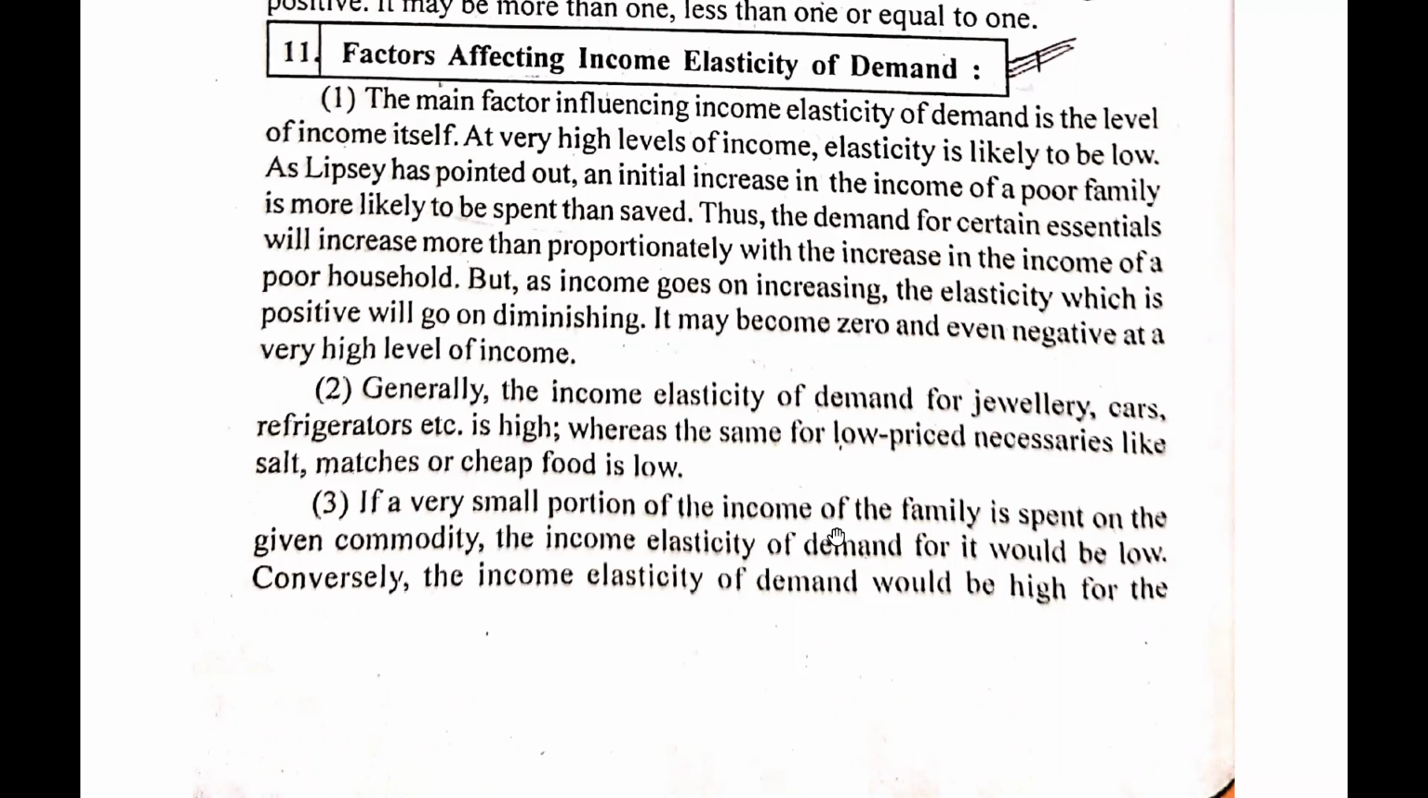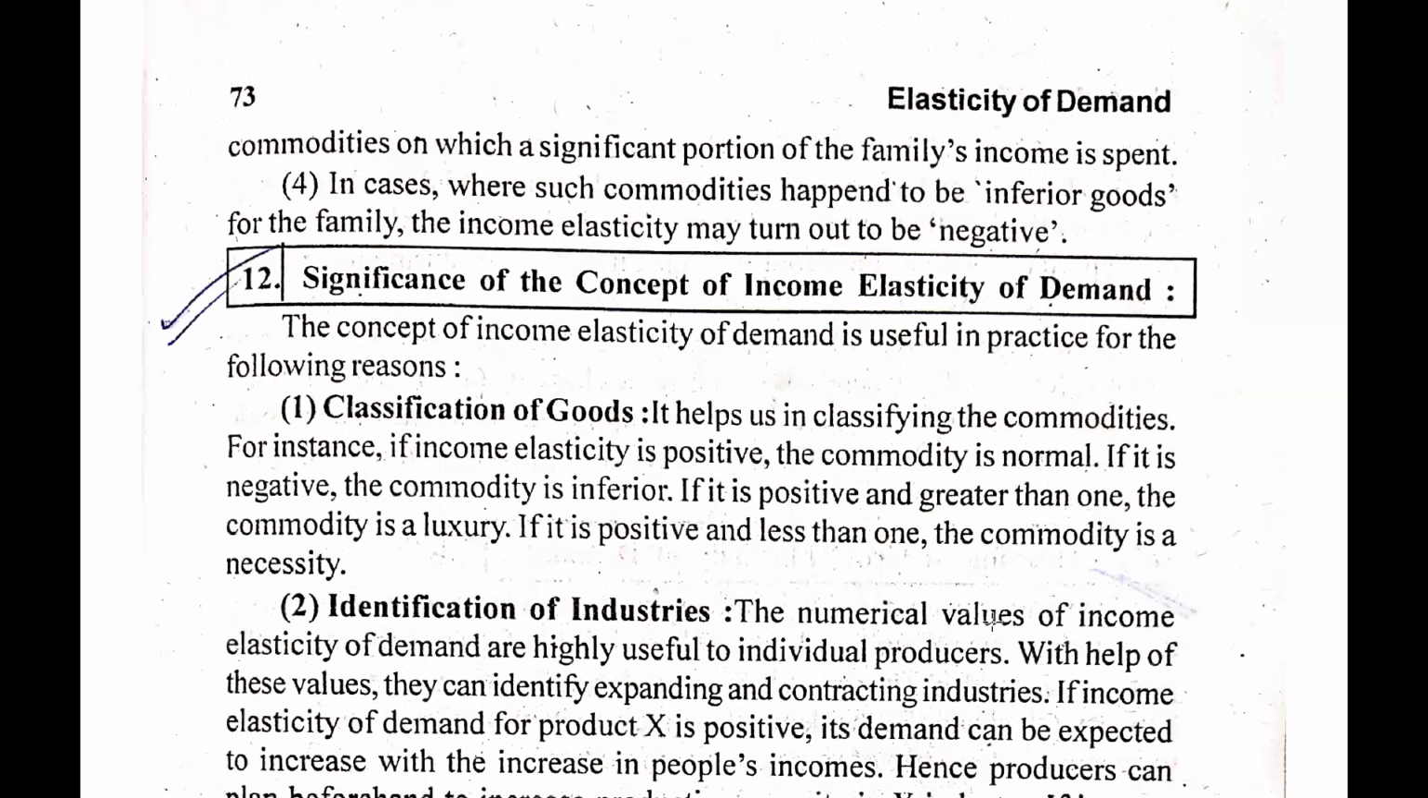And the third point which affects the income elasticity of demand is, if a very small portion of the income of a family is spent on the given commodity, the income elasticity of demand for it would be low. Conversely, the income elasticity of demand would be high for the commodities on which a significant portion of the family's income is spent.